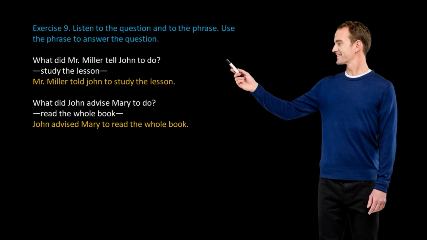Exercise 9. Listen to the question, and to the phrase. Use the phrase to answer the question. What did Mr. Miller tell John to do? Study the lesson. Mr. Miller told John to study the lesson. What did John advise Mary to do? Read the whole book. John advised Mary to read the whole book.